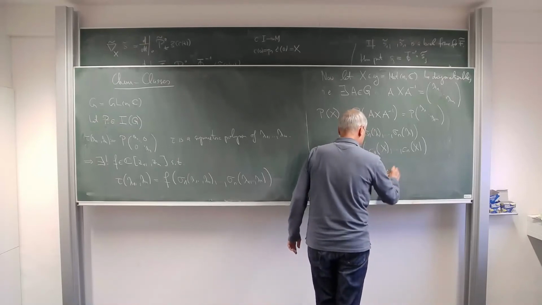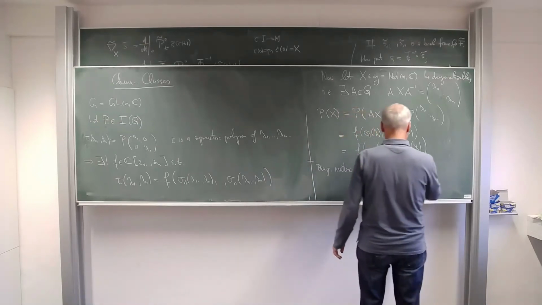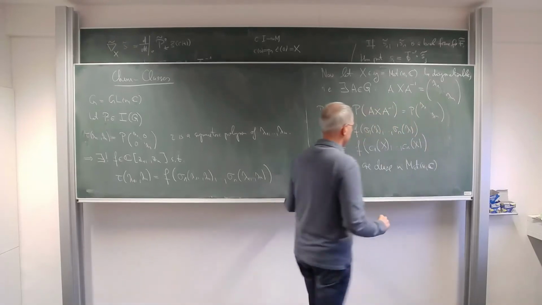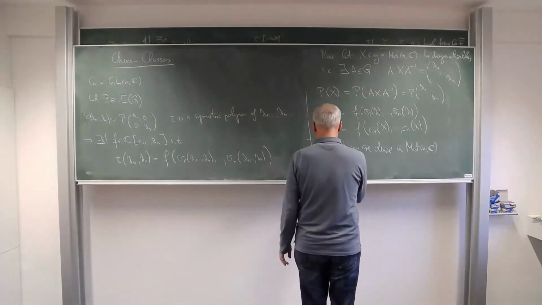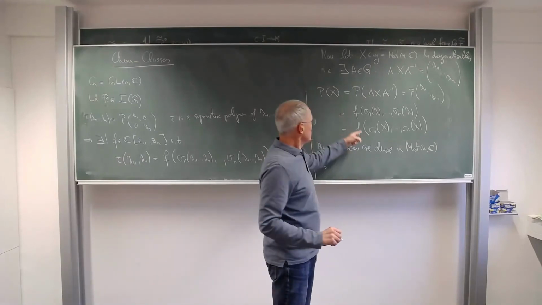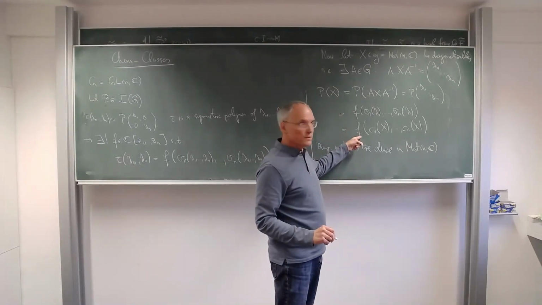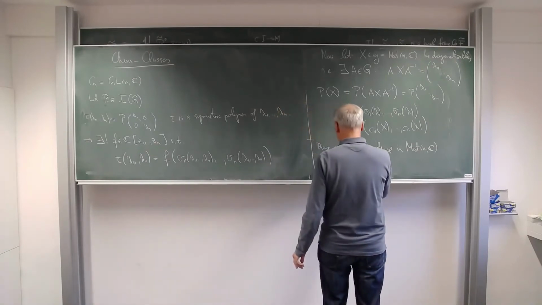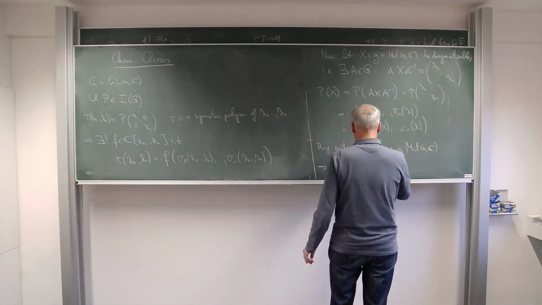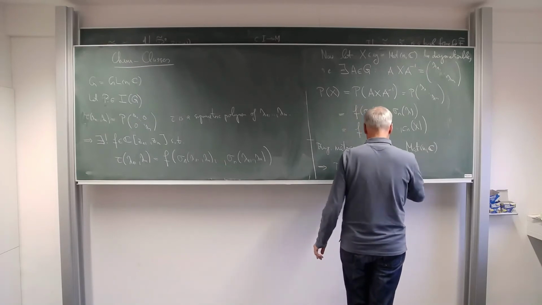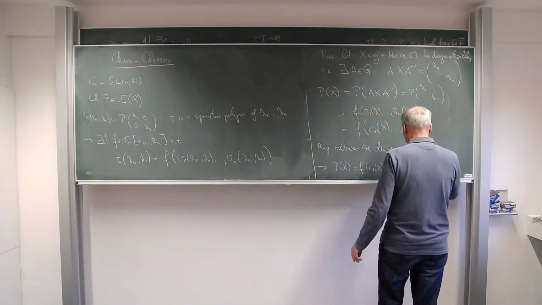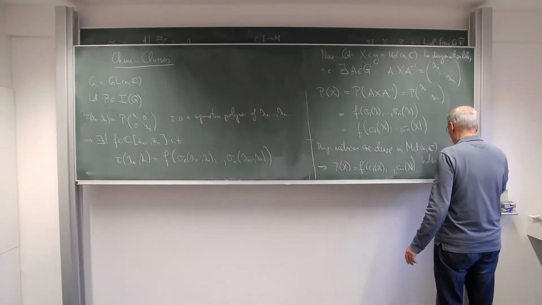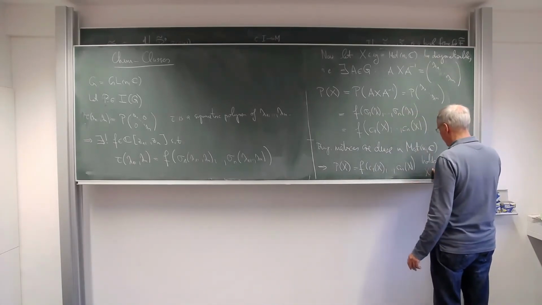Dense in all matrices. And therefore, this equation also holds for arbitrary matrices, because you can by continuity. So P of X being F of C1 of X all the way up to Cn of X holds for all X and G.